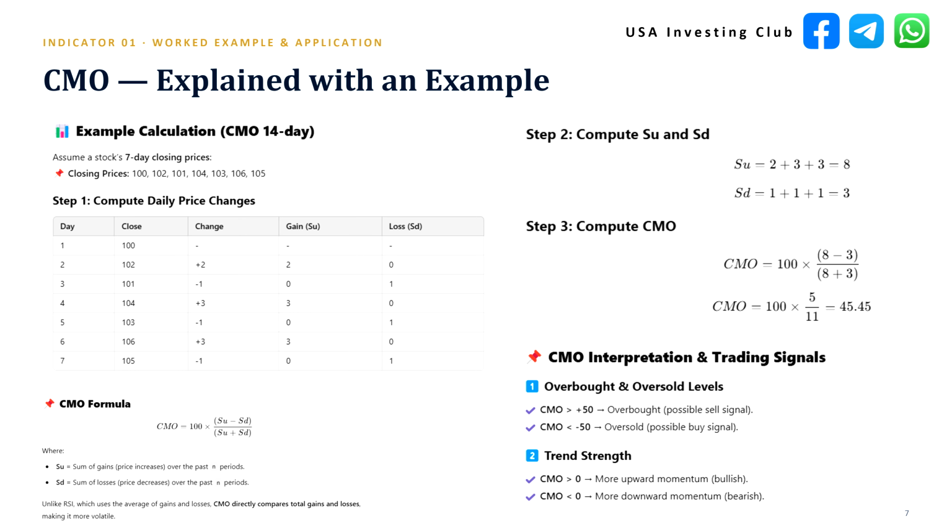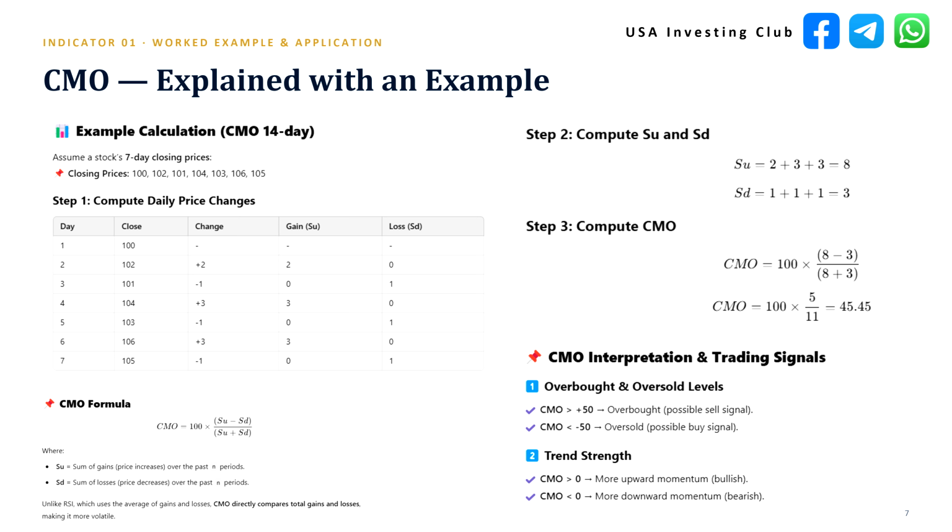Assume a stock's 7-day closing prices: 100, 102, 101, 104, 103, 106, and 105. Step 1. Compute the daily price changes. From day 1 to day 2, close rises from 100 to 102, a gain of 2. Day 2 to day 3, close falls from 102 to 101, a loss of 1. Day 3 to day 4, a gain of 3, up to 104. Day 4 to day 5, a loss of 1, down to 103. Day 5 to day 6, a gain of 3, up to 106. And day 6 to day 7, a loss of 1, down to 105.